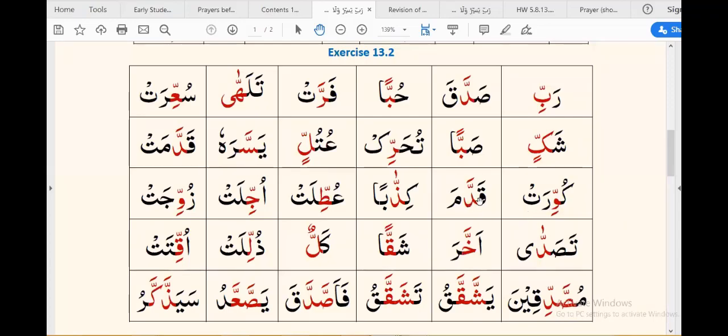Next example, we're joining the qaf to the dal mushaddad, doing so with force, and then the fatha on top. Okay? Qadda. Qaddama. Excellent. Well done. Really nicely read.